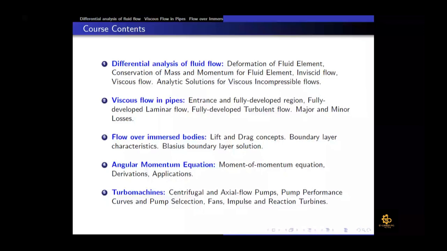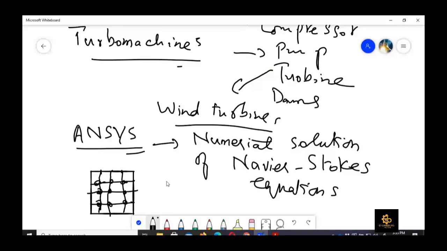Okay, it is very important to know that this is an application course, because in Fluid Mechanics 1 you learned the basic fundamentals. Now we are going to apply those concepts to some application areas. All of these, viscous flow through pipes, flow over immersed bodies, and turbomachines, are application areas of fluid mechanics. Now, before we start, what is the continuum hypothesis? Anyone?